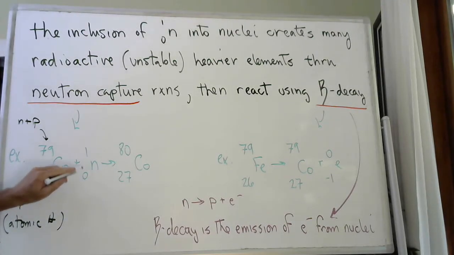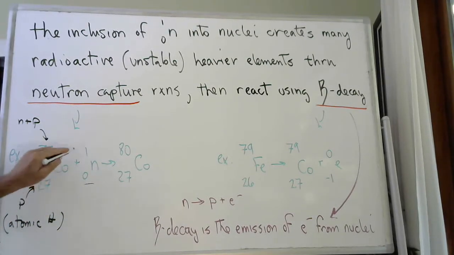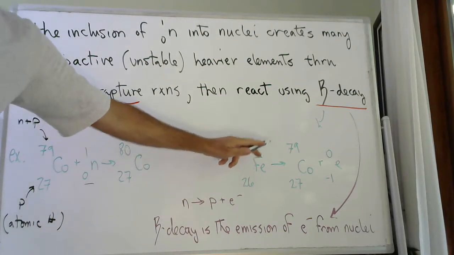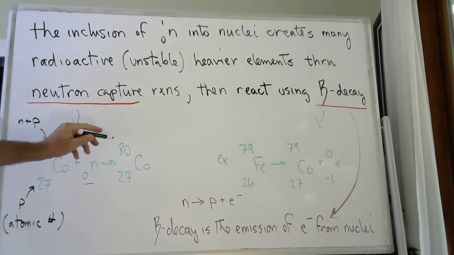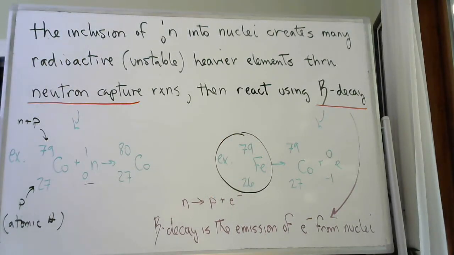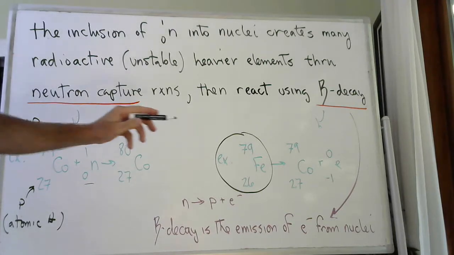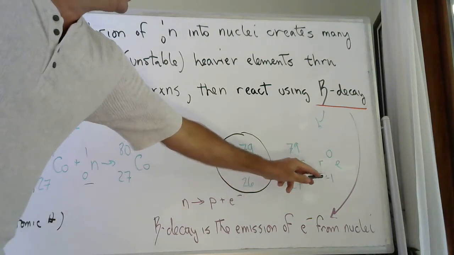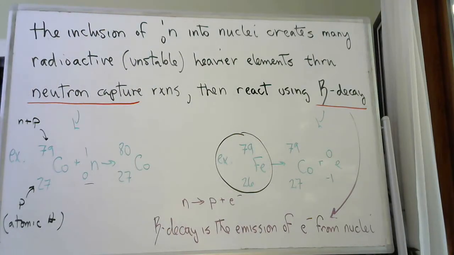So here we're capturing a neutron, forming a heavier element. Over here we have beta decay. Again, this element here is not stable. It's radioactive. Therefore, it decomposes, and it does so by releasing an electron, or ejecting an electron, from the nucleus.